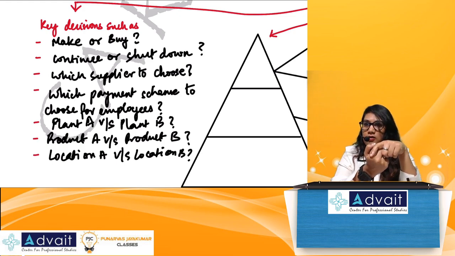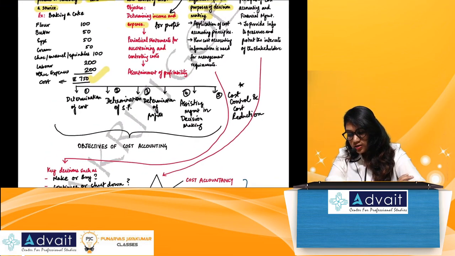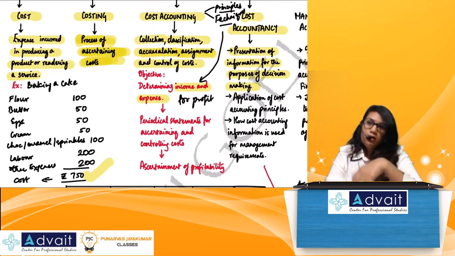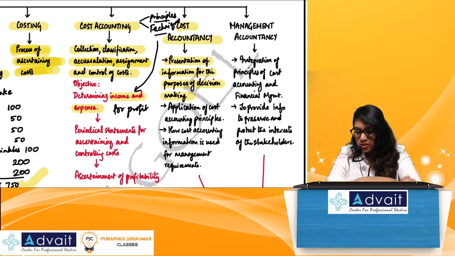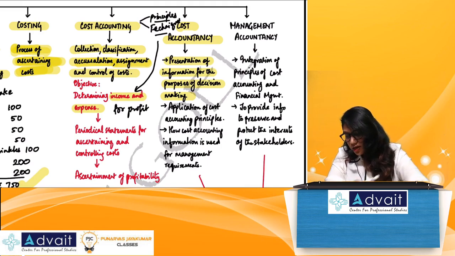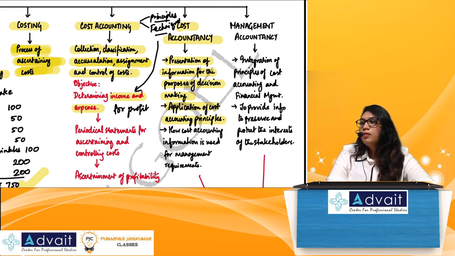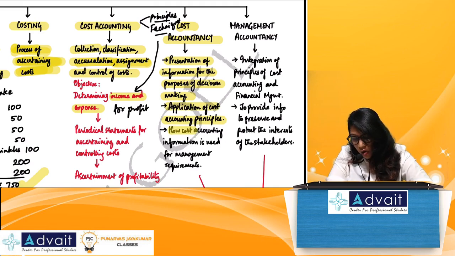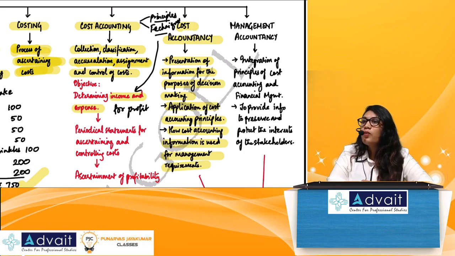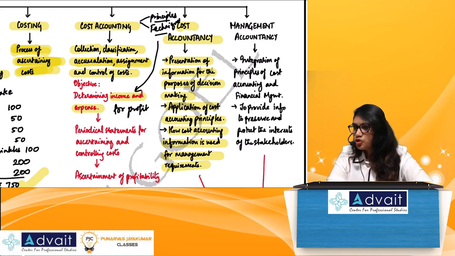Guys, everybody clear? So, cost, costing, cost accounting, cost accountancy. If you see here, application of cost accounting principles: how cost accounting information is used for management requirements, which is nothing but to take a decision. And decisions I've already given you. What is an example of a decision?